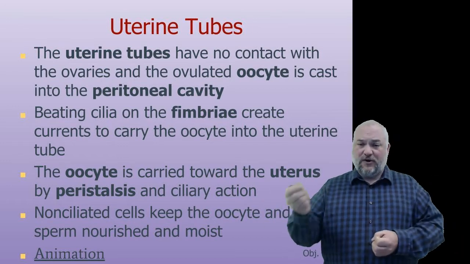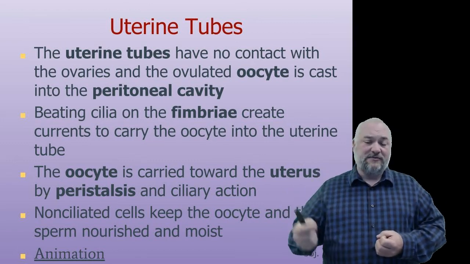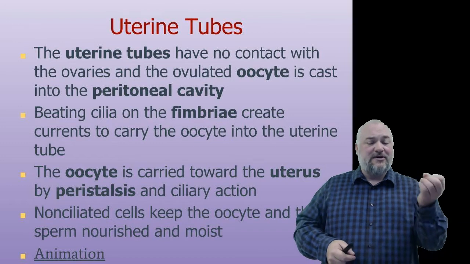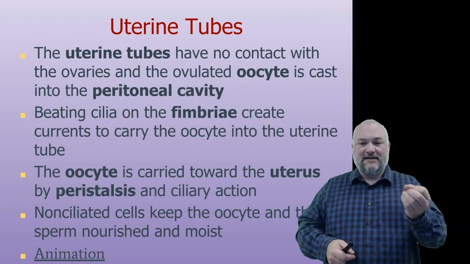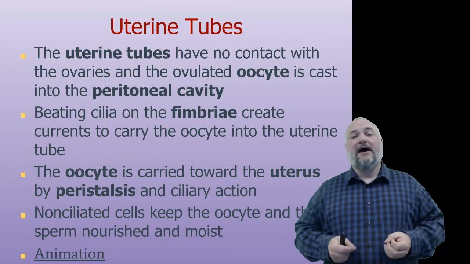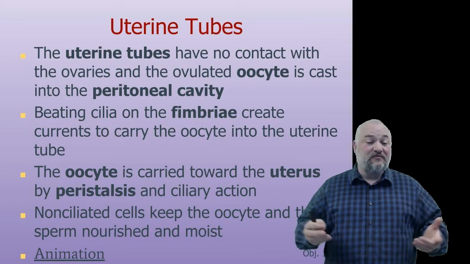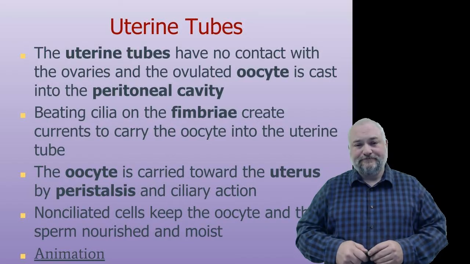we talked about with the male, the sperm needs nourishment. It's a cell. If it's going to live for very long, it needs to have nourishment and be protected. And the same is true of the egg. It is a living cell. It needs nourishment. So these non-ciliated cells keep both the oocyte and the sperm nourished and moist until it implants. So that's very important. We'll show a quick animation of this process.